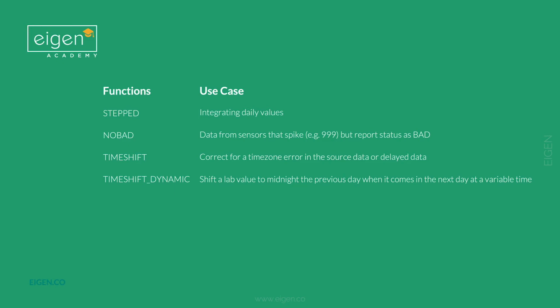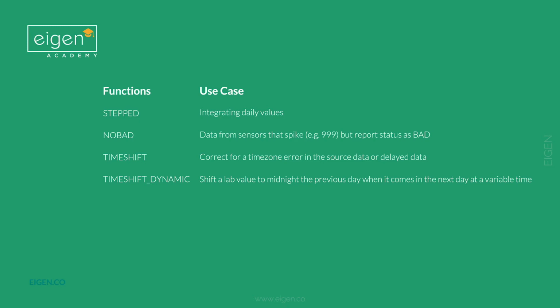No bad is useful when you have data from sensors that may spike, e.g. 999 or minus something. But it only works when the OPC status is set to bad. And this does happen with some transmitters where they actually know that something's gone wrong. There's, say, been a voltage spike. So they report a value, but they attribute a bad status to it.